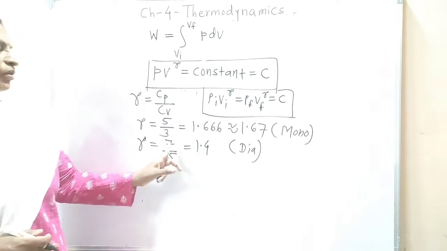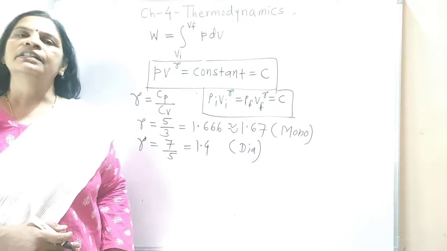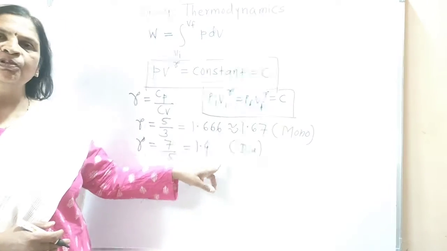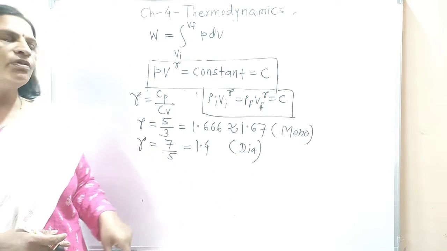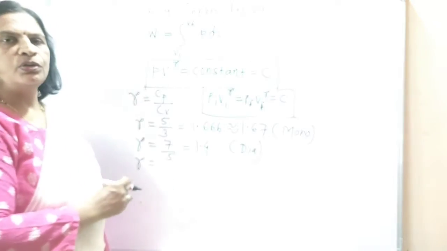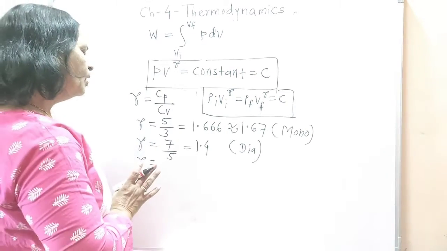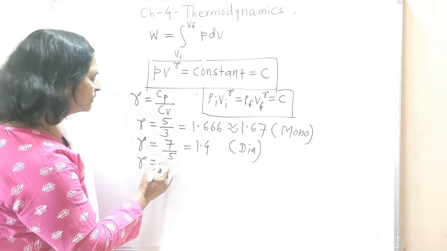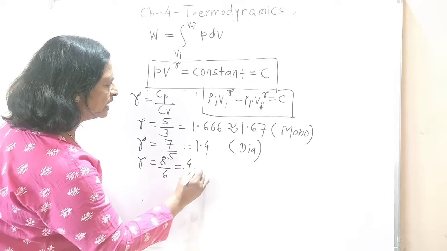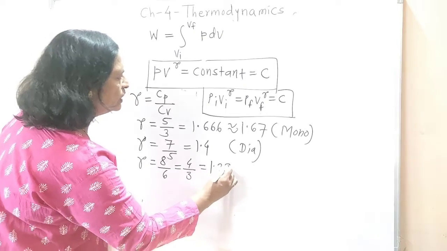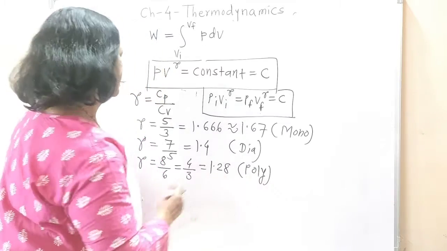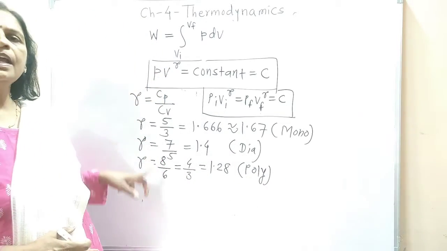7/5, that is the calculation is 1.4, and the gamma for diatomic gas, that is 1.4. Gamma for air, that is also 1.4, and gamma for polyatomic gas, CO2, SO3, all are polyatomic gases. Then its value is 8/6, that is nothing but 4/3, and that is equal to 1.28. This is for polyatomic gas. Understood? And this is all about the gamma.